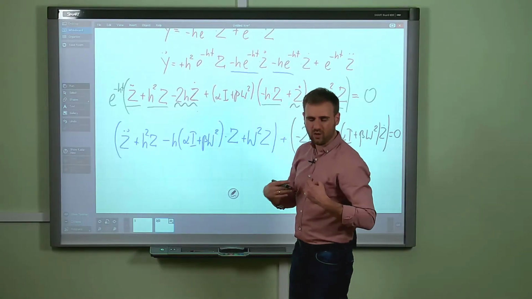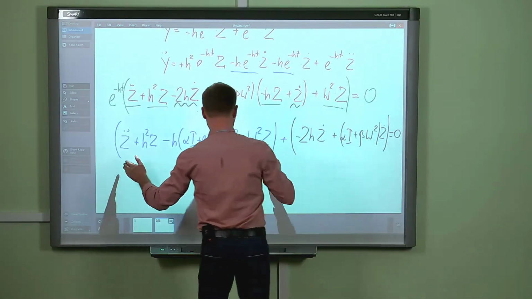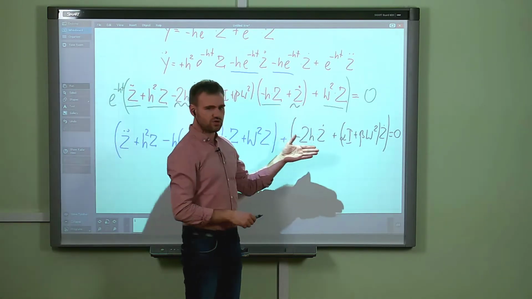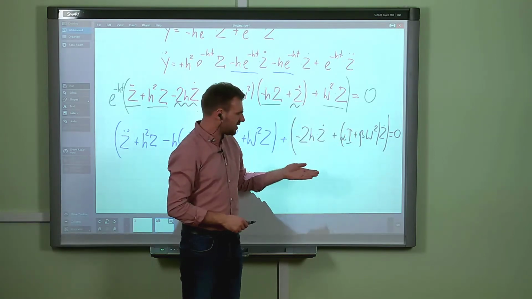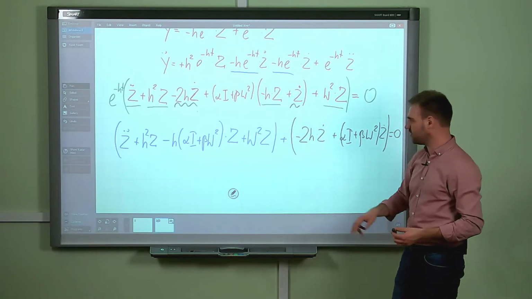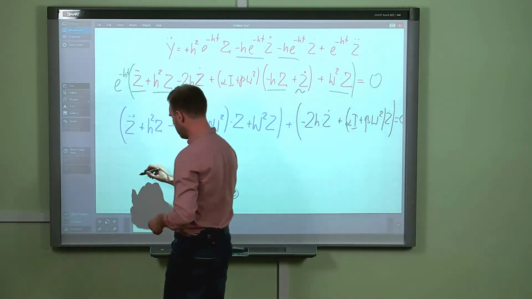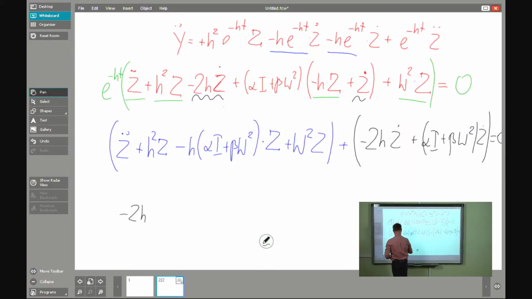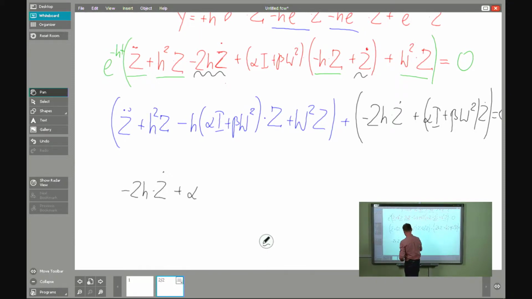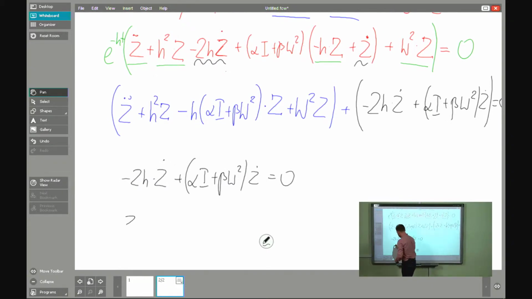And look, because we need to deal only with that part, because we know how to solve that problem, we have to force that equation to eliminate that part. How to do that? We have to find the condition where that entire expression will be exactly 0. I mean, I will rewrite that thing. I mean, we have 2h times z dot plus alpha I plus beta omega w squared times z dot equals 0. We will take the common factor as a z dot.